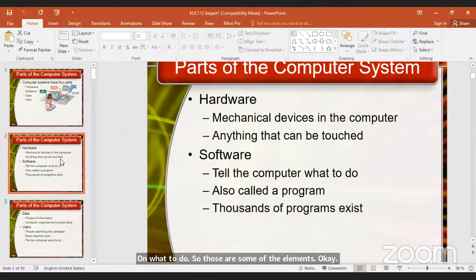So hardware, as we mentioned, are tangible parts in the computer, including anything on a computer that can be touched. Software, on the other hand, are pieces of instructions or programs that tell the computer what to do. A software can also be called a program, and we have thousands of programs in existence.